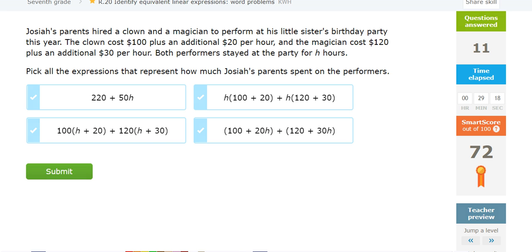So we're back, thinking again about the same thing. So we have the clown costs $100 plus $20 per hour. That $20 per hour is going to be important because that depends on the number of hours. The magician costs $120 plus $30 per hour. So that again depends on how many hours they're there. So to find out the total cost, you have to think about the cost for the clown plus the cost for the magician.